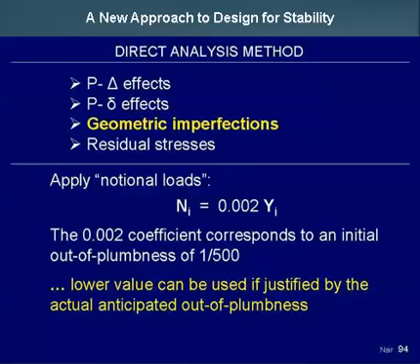And then the specification also tells you that you can use a lower factor than 0.002 if you can justify that by saying that the actual anticipated out of plumbness is less in your structure than 1 in 500. I don't recommend that actually, because 1 in 500 is not a very large out of plumbness. It's only about 1/4 inch in 12 feet. But if you have reason to know that your structure is going to be more plumb than that, you can use a different number there.